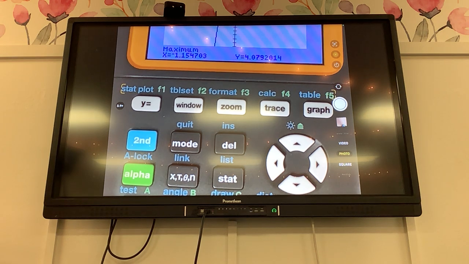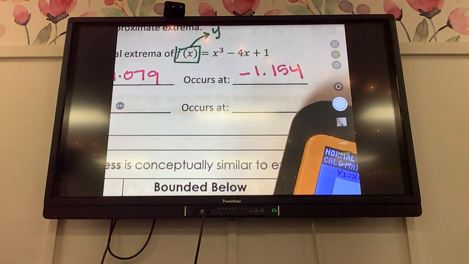On the curve, do you want us to put x equals, or can we just put the number? You can just put the number. But if you put x equals, that's fine too.